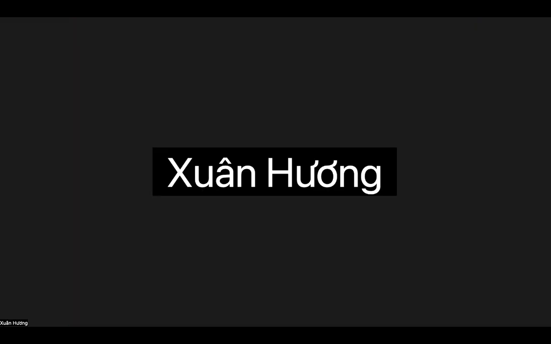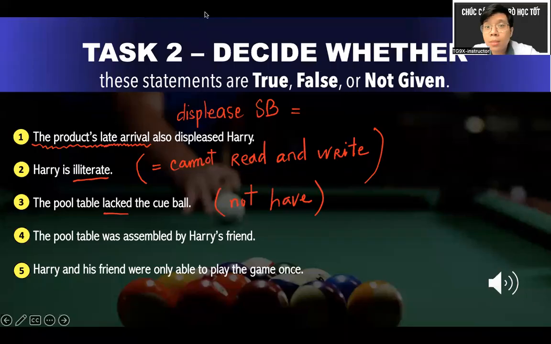Number 4, how did you choose? Yeah, number 4, I select not given, because he just sampled the pool table by himself, not by Harry. Not for having, but for his friends.